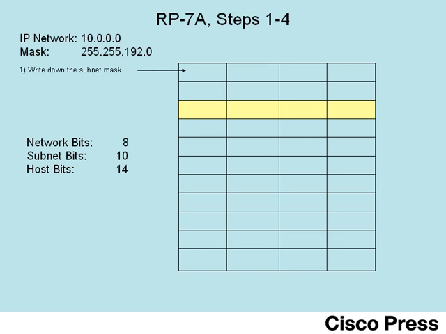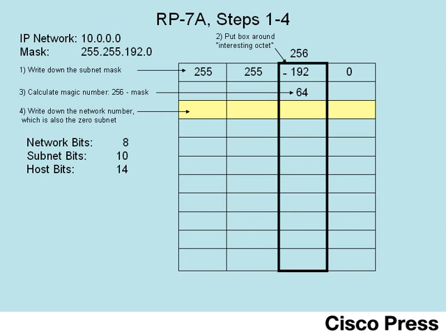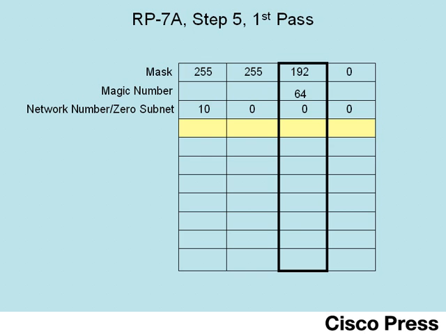So following process RP7a, the first 4 steps, here at step 1 we write down the subnet mask in the top row of a table. Then we put a box around the interesting octet, which is the 3rd octet in this case. It's interesting because the mask's value in that octet is not a 0 and it's not a 255. Then at step 3 we calculate the magic number, which as usual is 256 minus the mask's value in that interesting octet, in this case 64. Then finally at step 4 we write down the classful network number, which is always the same number as the 0 subnet. Next we'll continue on with process RP7a to find the next several subnets.